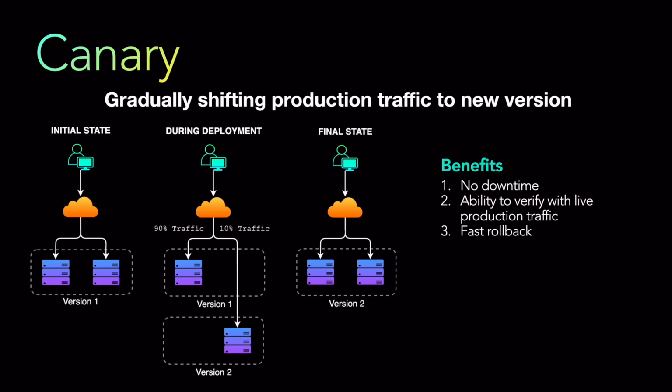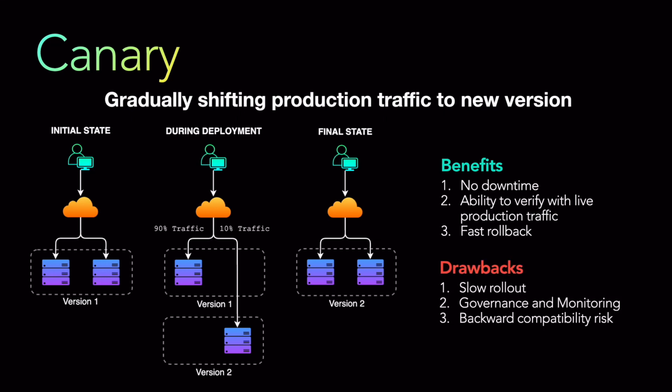What are the drawbacks? The rollout is slow, right? It's similar to the A/B test pattern, the reason being you are doing a subset of the traffic, that is 10%. By the time you have moved the entire 100% of the traffic to the final state, to version 2, it is going to take time, right? Which also means that while you are playing with live traffic, you have to definitely maintain governance. You have to govern, you have to monitor, you have to be very careful.